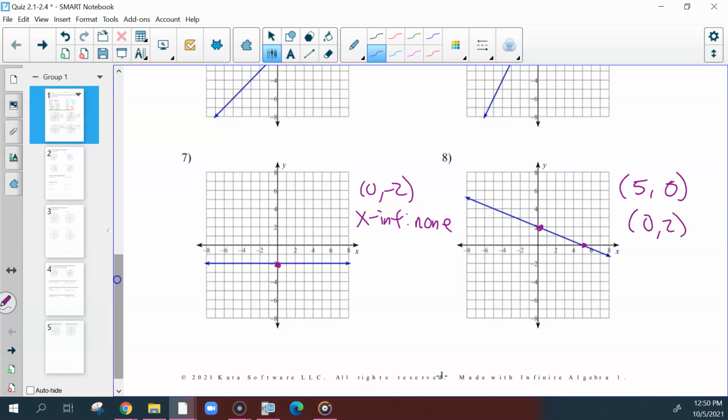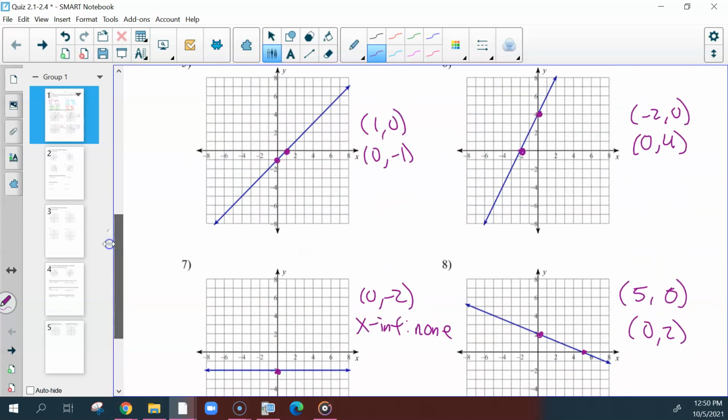Alright, so X goes first. For the last one, x-intercept is 5, y-intercept is 2. What's the 2 up top? Oh, so the only one I got wrong is 5. I mean, yeah. Also, when I'm going around the room checking them, I miss a lot of things. When I grade them individually, I usually go back and see it.